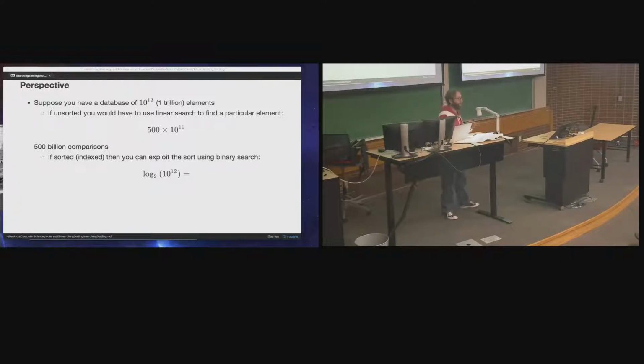And now pull out your log identities. What can you do to that 12? You can pull it out front. Log base 2 of 10 is about how much? Slightly larger than 8, so the log base 2 of 8 is going to be 3, so it's 3 point something something, right? This is actually less than 40. So 500 billion comparisons, 500 billion operations versus 40.